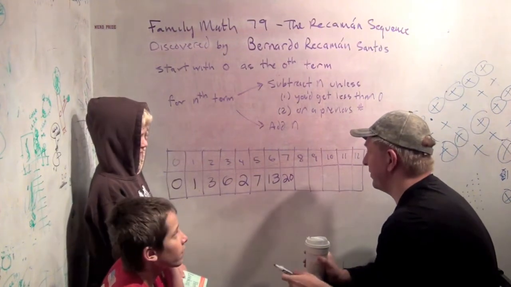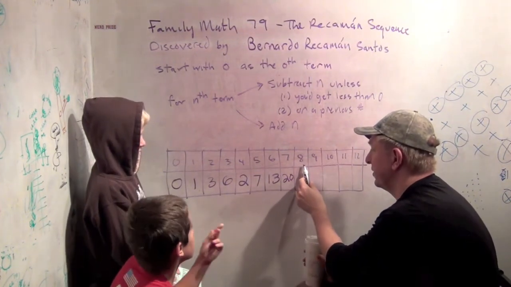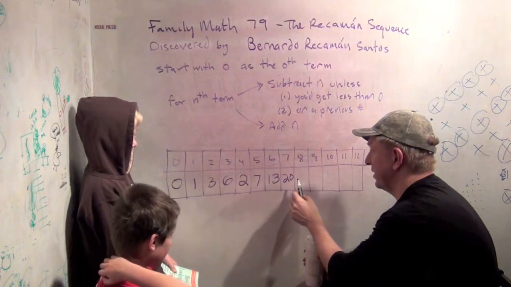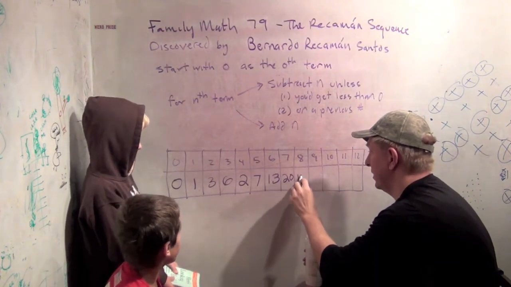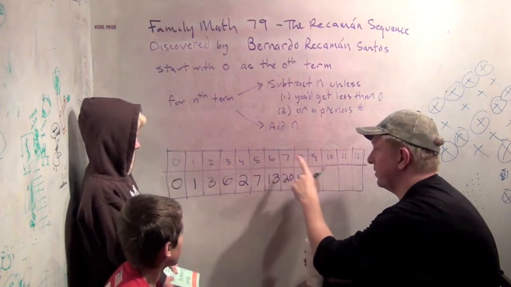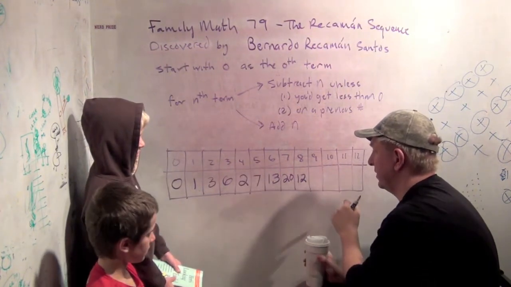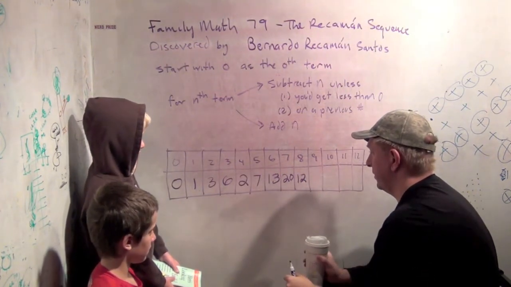What about next? Now we can start going a little faster. What do we do with this? It's 20 minus 8. So 20 minus 8 is 12. 12. Good. We didn't get that. We can get that. Okay, now you do this one. 12 minus 9 is 3.